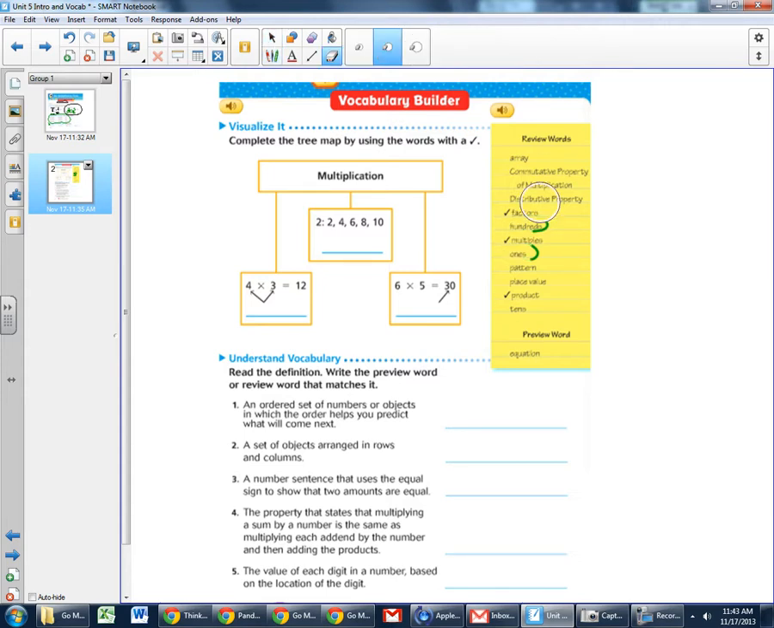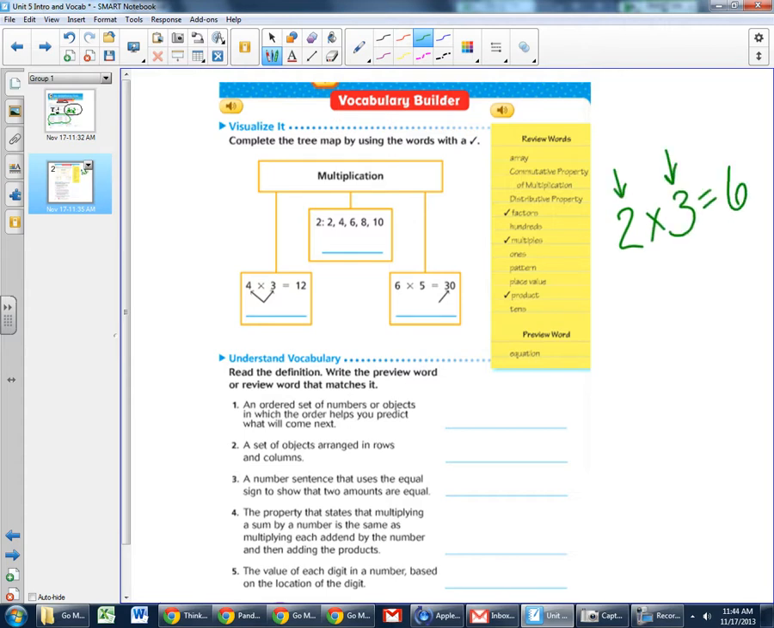Product is your answer in a multiplication problem. So 2 times 3, remember these are both factors, equaling a product of 6. Okay. And tens, again, is your place value.